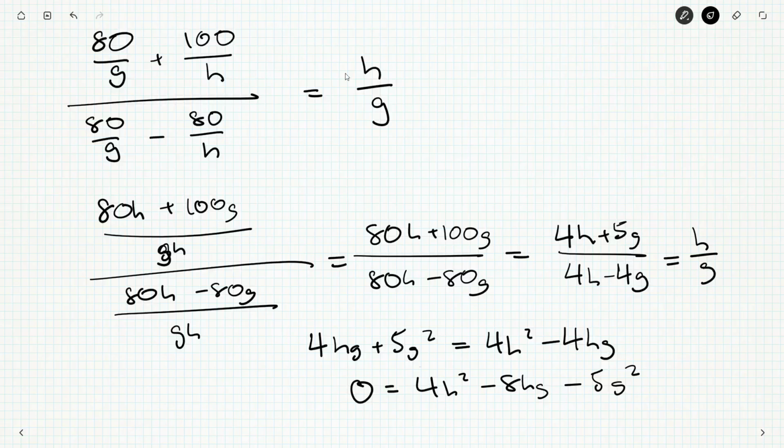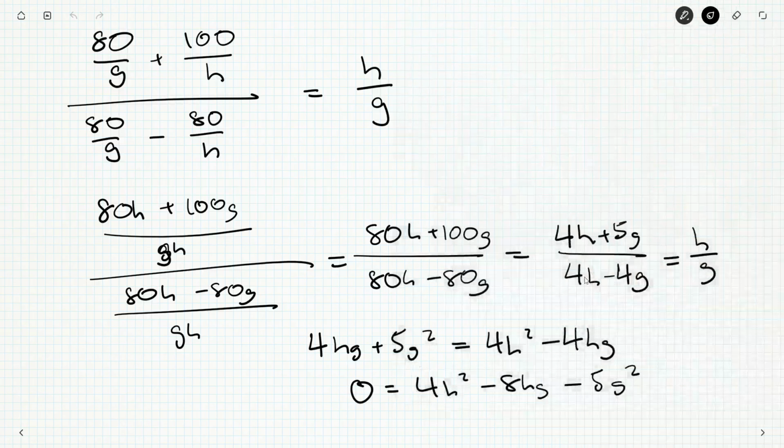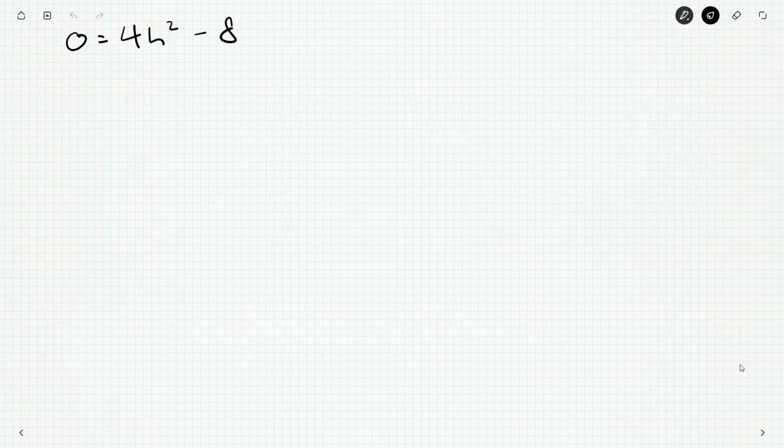I guess it is a quadratic in terms of, hey, what do I want? I want g in terms of h or h in terms of g. Doesn't really matter which. So we get 4 times h squared minus 8gh minus 5g squared. And I really wish that were a plus, but what can you do?